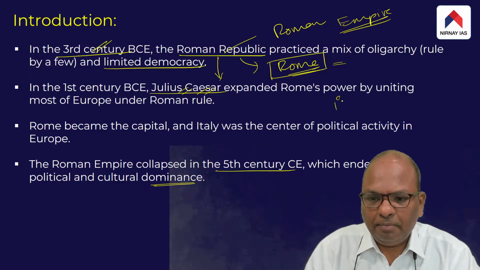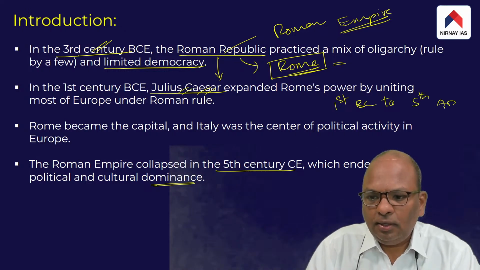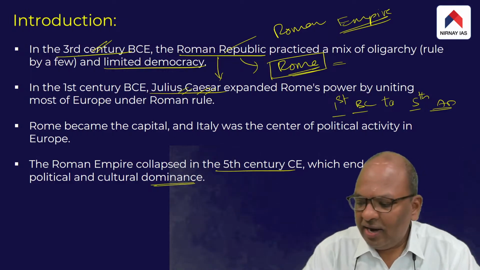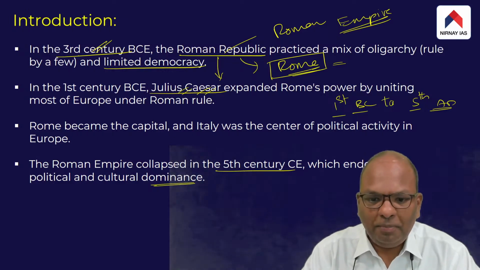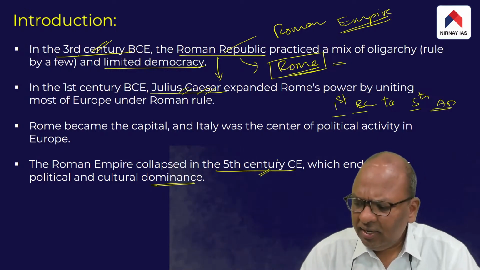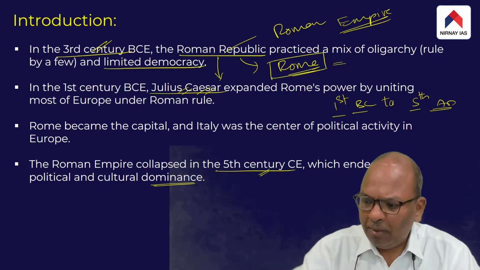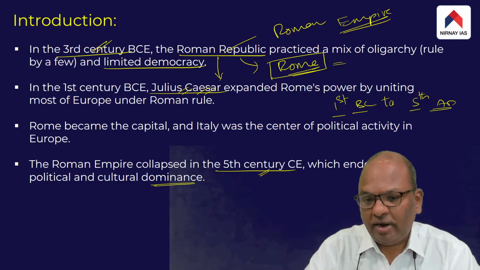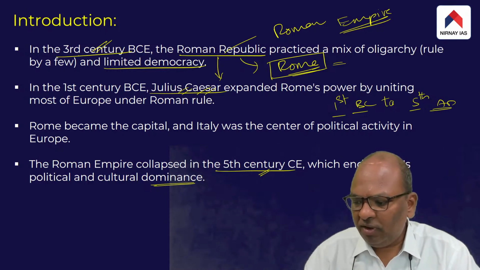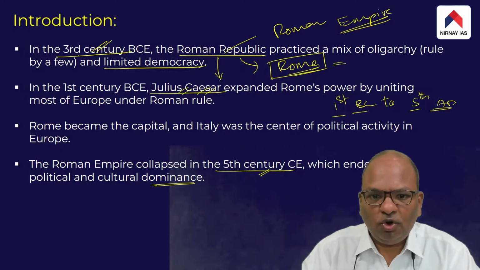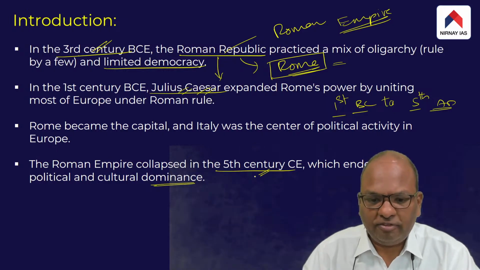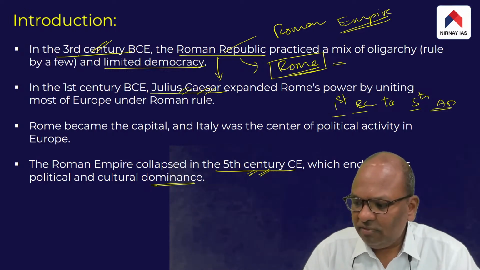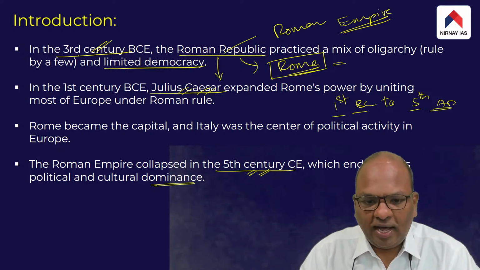So between the 1st century BC and the 5th century AD, the political and cultural landscape of Europe was dominated by Italy. Italy was a very powerful nation. From Rome as the seat of power, the entire Europe was ruled by the Roman rulers. But in the 5th century AD, the Roman Empire collapsed. With it, the grandeur, the glory, the cultural and political dominance of Italy ended.